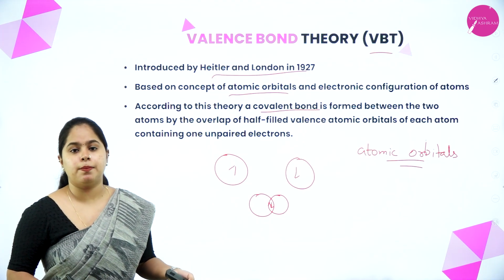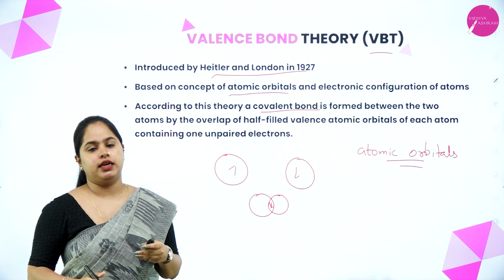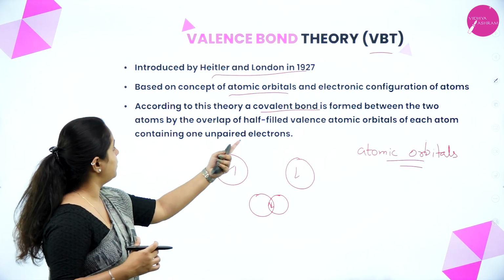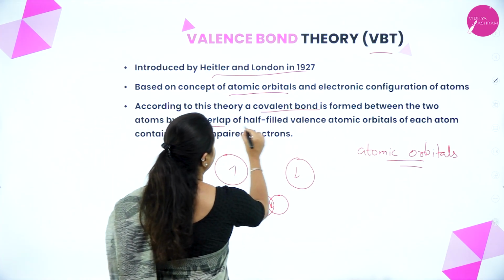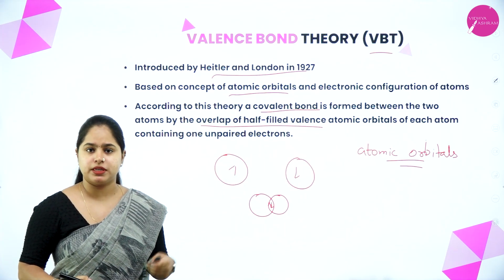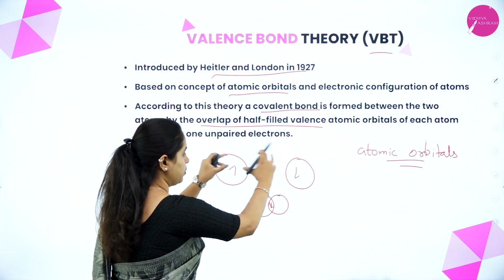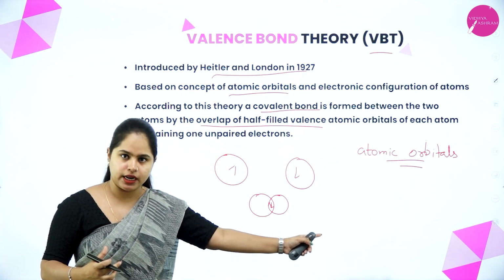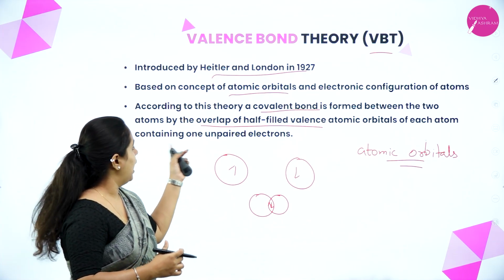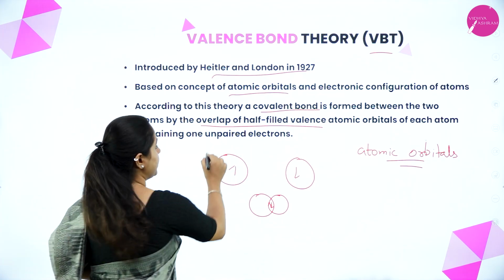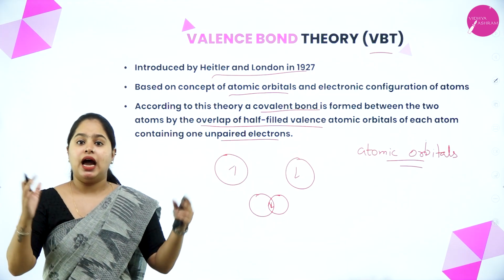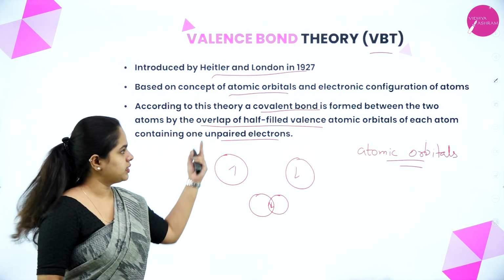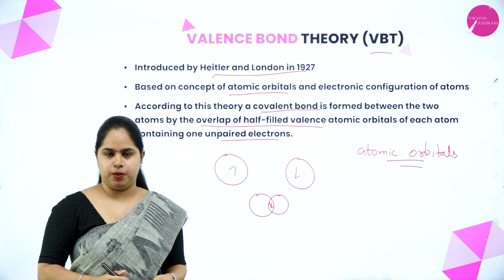So this is what is happening according to valence bond theory. That is, when atoms are coming closer to each other, what happens? The overlap of half-filled valence atomic orbitals takes place, right? These two orbitals overlap with each other and each of them will be half-filled. Each of these orbitals will contain one unpaired electron, and these come together, they overlap and they pair up. This is what valence bond theory is about.